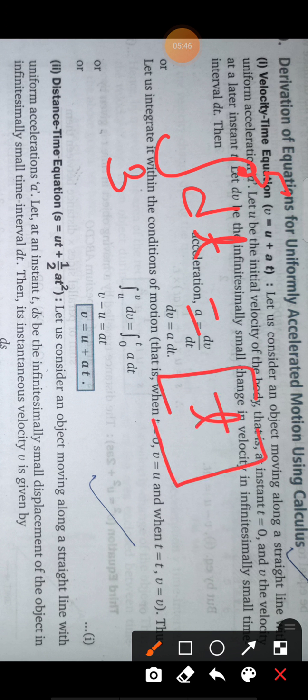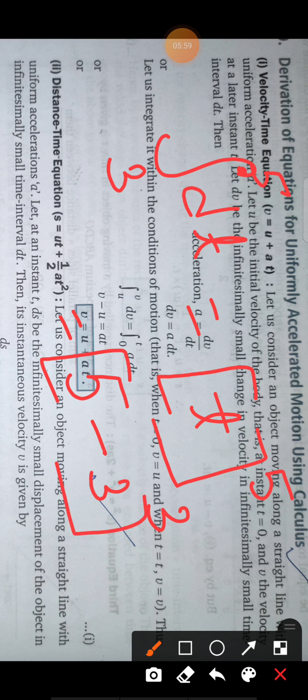T. But you have to put the upper limit and lower limit. Lower limit is 3, upper limit is 5. So first you have to put the upper limit. Upper limit is 5 minus lower limit is 3. In place of t you have to write 3. So 5 minus 3 is 2. So in this way you have to put the limit.